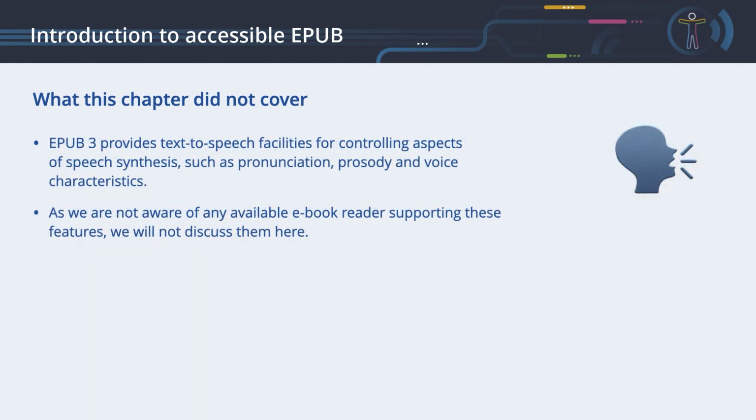Another set of features we have not mentioned is text-to-speech facilities. EPUB 3 provides text-to-speech facilities for controlling aspects of speech synthesis, such as pronunciation, prosody, and voice characteristics. As we are not aware of any available ebook readers supporting these features, we will not discuss them here.